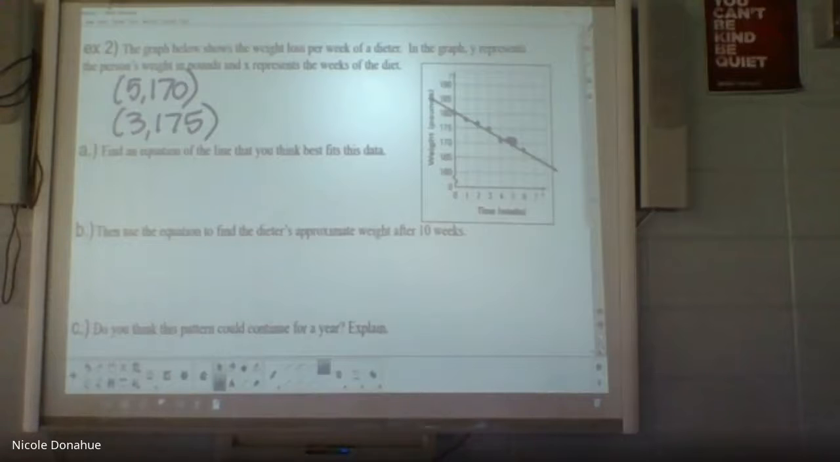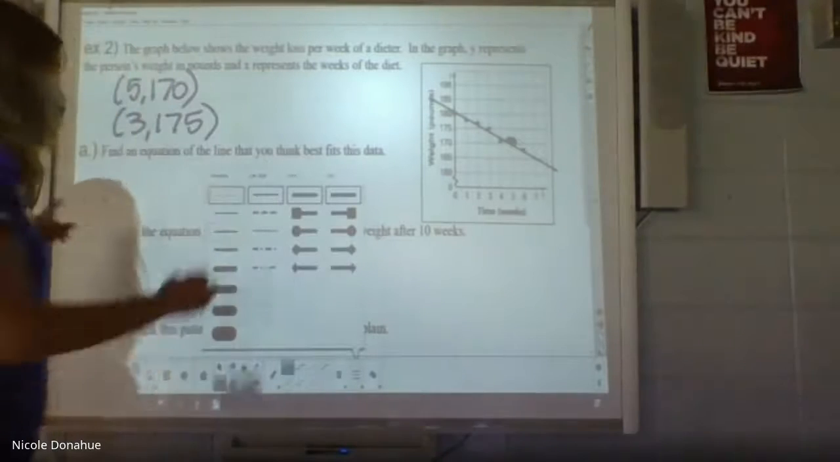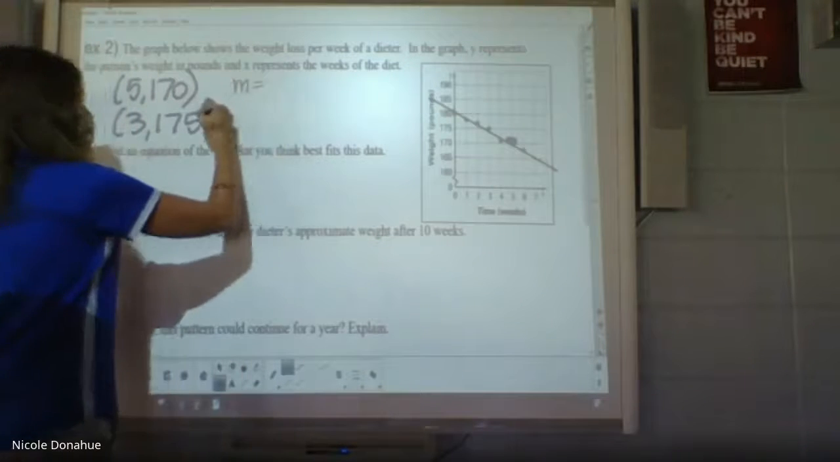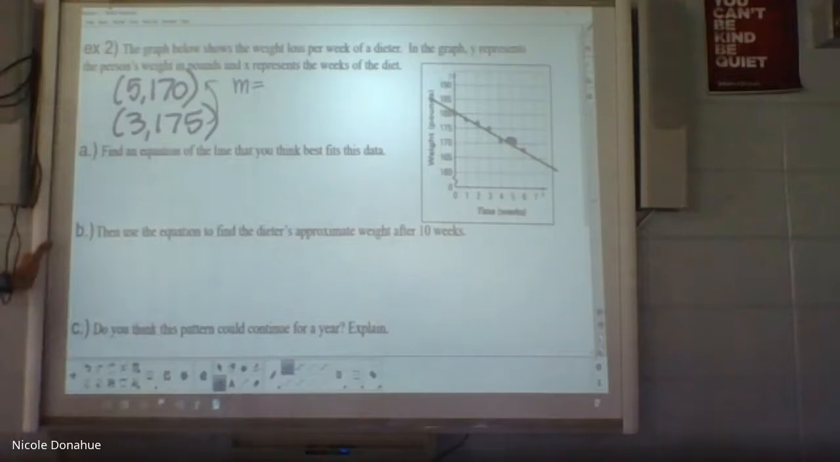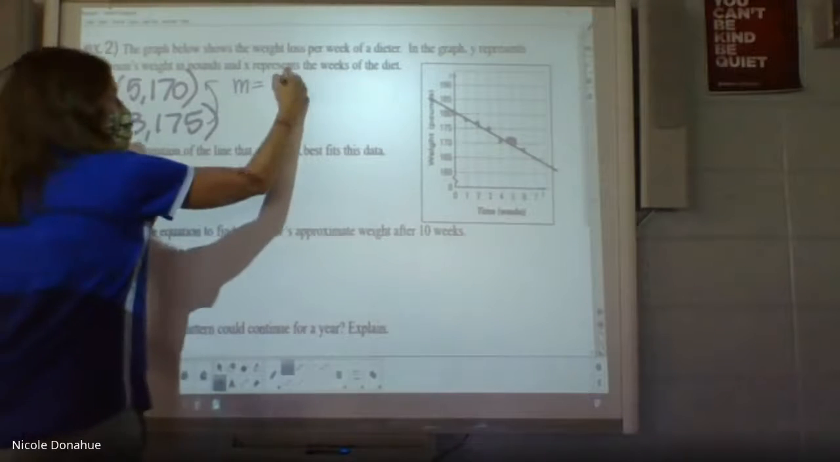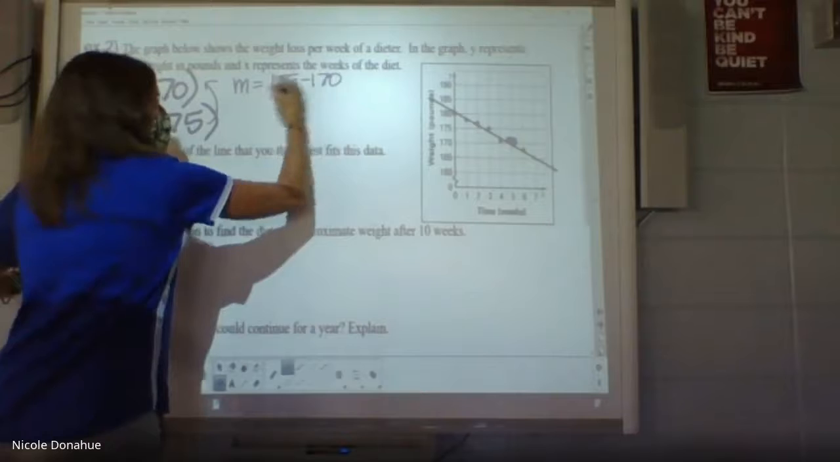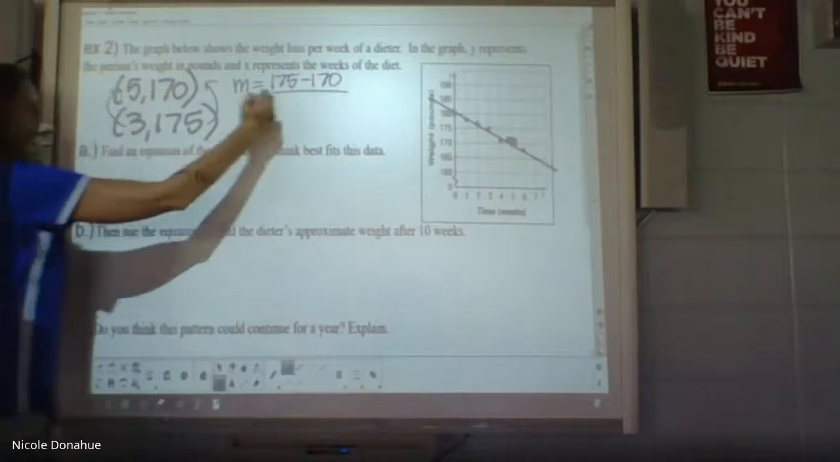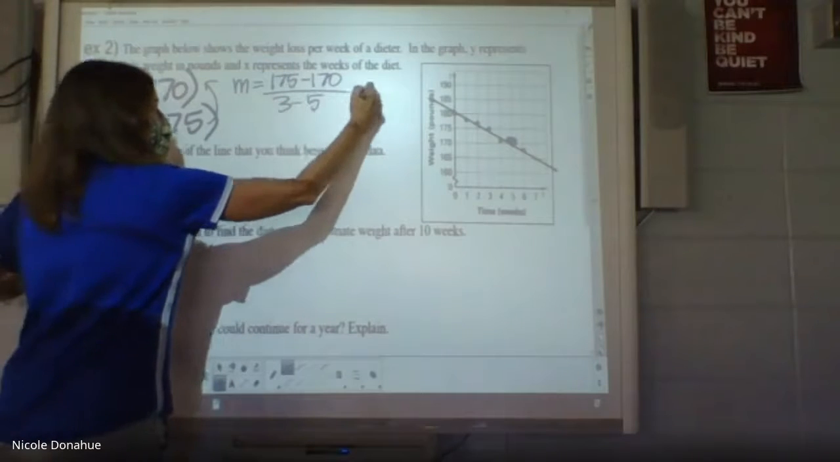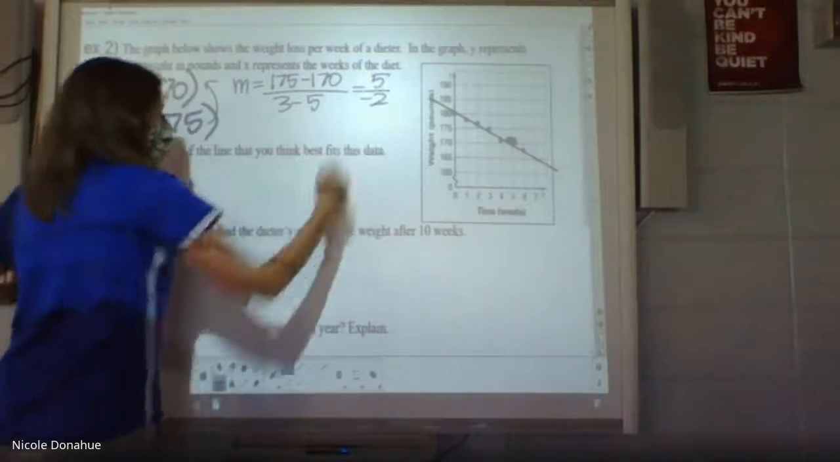We want to find the equation of the line of best fit. So we again have to find the slope. So y2 minus y1 over x2 minus x1. So 5 over negative 2.